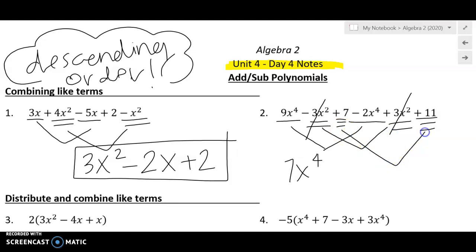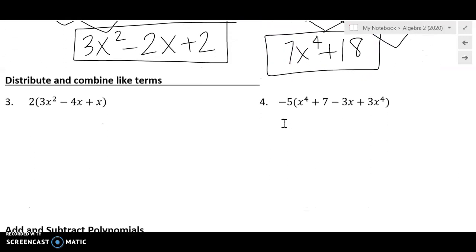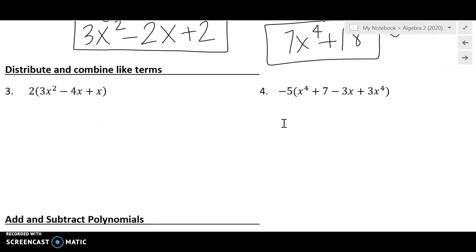Then I'm going to do the numbers. 7 plus 11 would give me 18. And that goes after because it's in descending order. Okay, so that's just a little refresher on combining like terms. The next little refresher here is distributing.